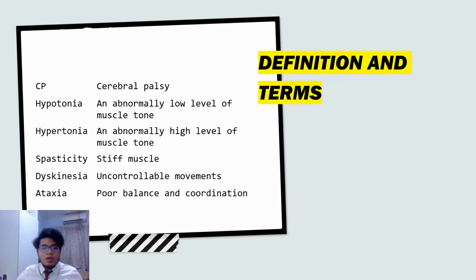So first, let's make things clear. I will explain the definitions and terms. First of all, the terms: CP, which is used for cerebral palsy; hypotonia, which is an abnormally low level of muscle tone; hypertonia, an abnormally high level of muscle tone; spasticity, which is stiff muscle; dyskinesia, which is uncontrollable movements; and ataxia, which is poor balance and coordination.